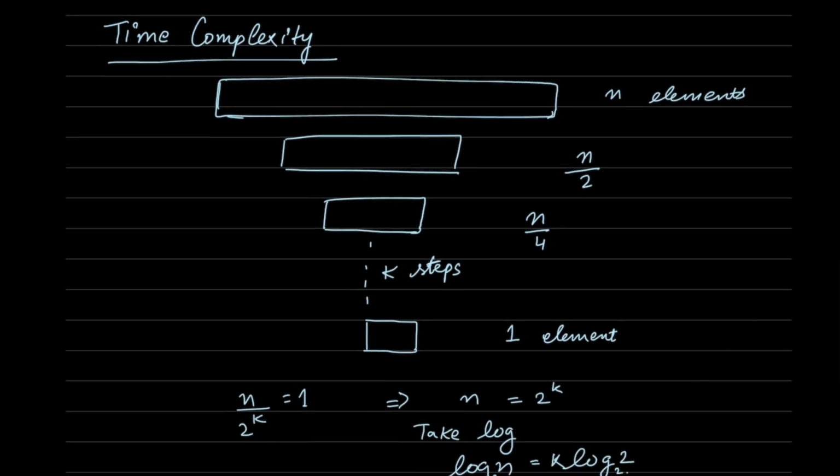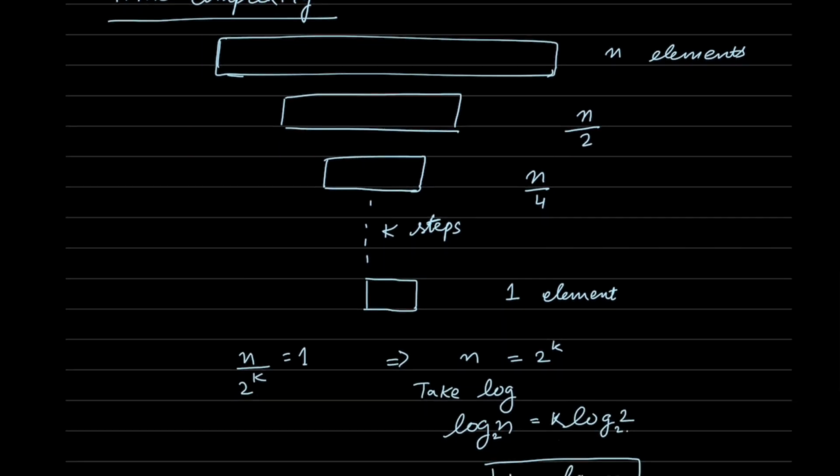Now let's look at the time complexity. So in the first place, if we have n elements, in this first recursive call we divide the n elements into half. So we divide it into two parts and we do not use both parts, we only use one half.